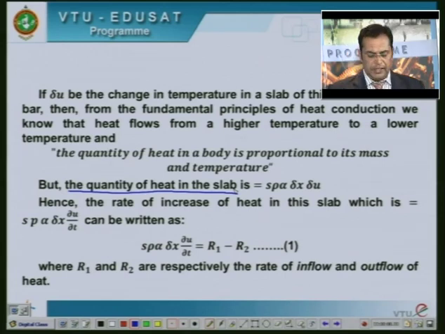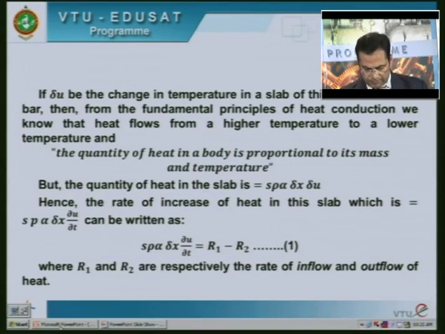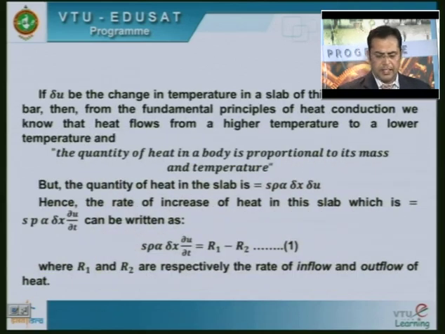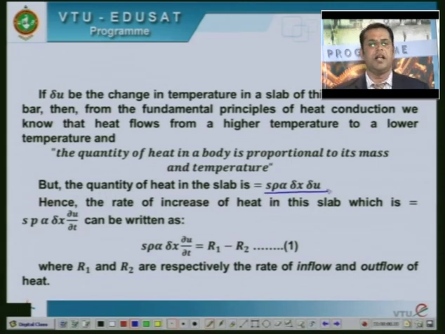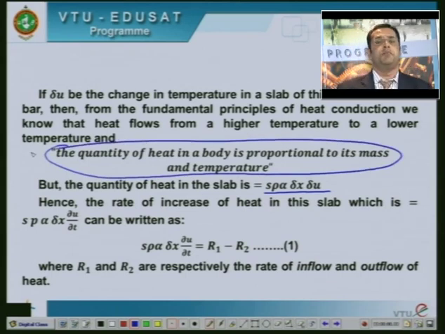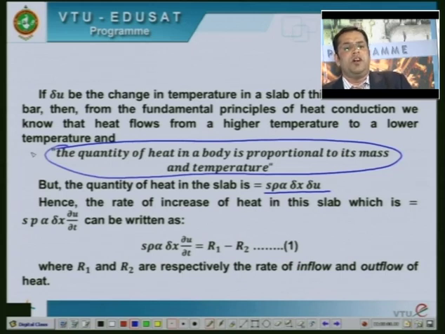The quantity of heat in the slab is S rho alpha into delta x into delta U. This expression can be arrived at immediately because of the fact that you have assumed that rho is the density of the bar, S is the specific heat, and K is the thermal conductivity. So, since delta U is the change in temperature in a slab of thickness delta x, the quantity of heat in the slab should be S into rho into alpha into delta x into delta U. Hence, we will apply this result now, which says that from the fundamental principles of heat conduction, the quantity of heat in a body is proportional to its mass and temperature.